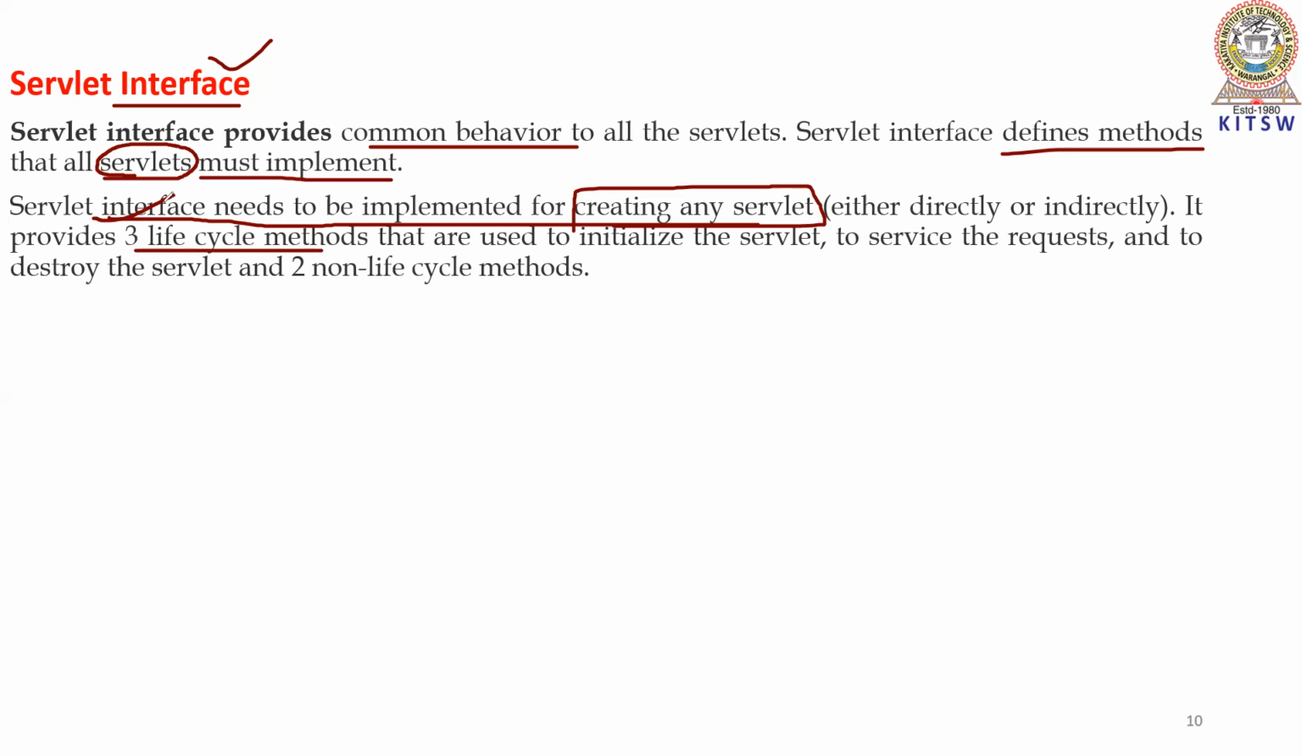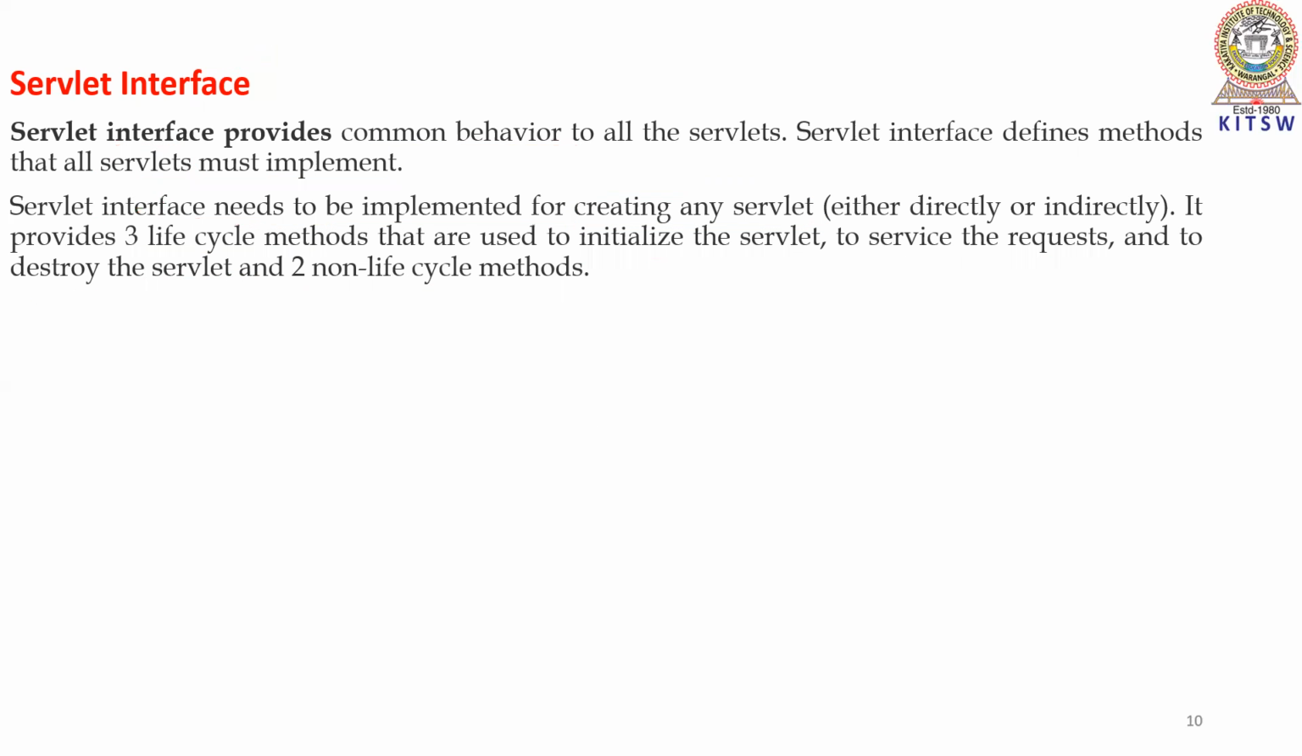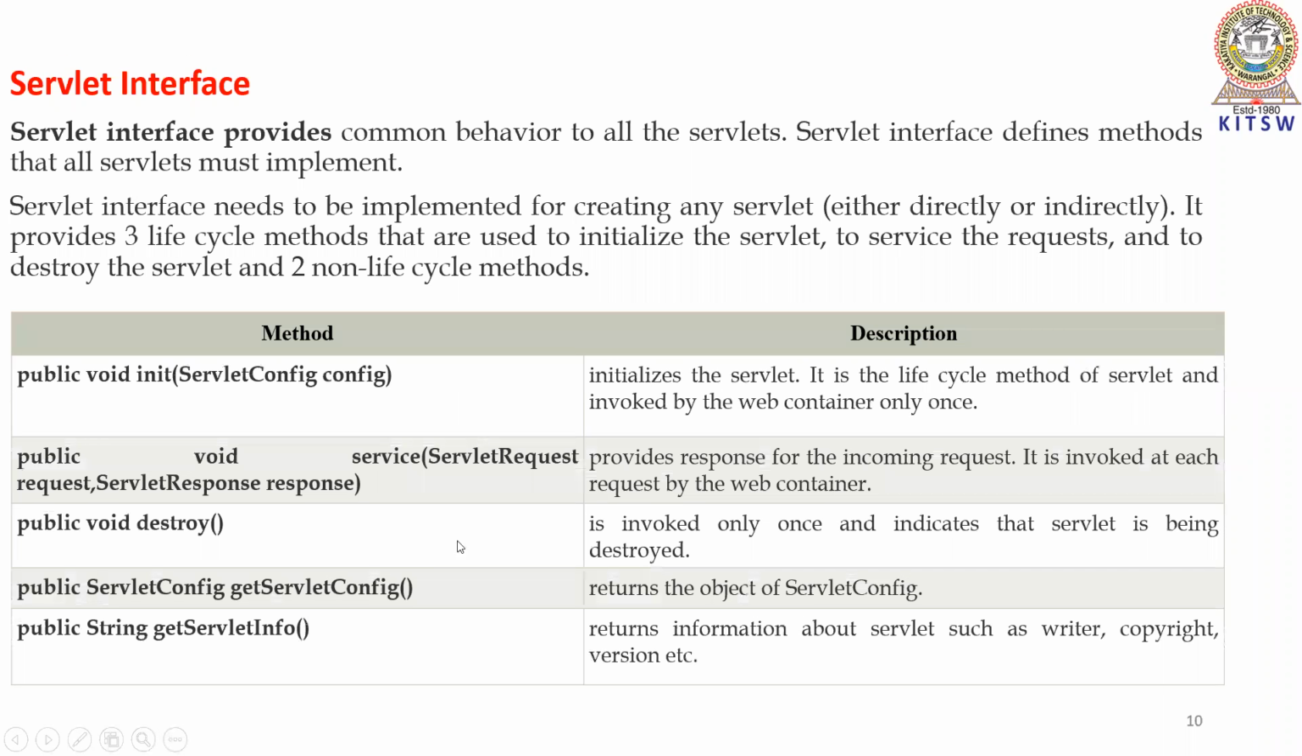We can implement this interface either directly or indirectly. That doesn't matter, but we have to implement this interface. Why? Because it provides three lifecycle methods. They are used to initialize our servlet, service the request, and destroy the servlet. Apart from these three lifecycle methods, it also provides two non-lifecycle methods. So this is about the Servlet interface.